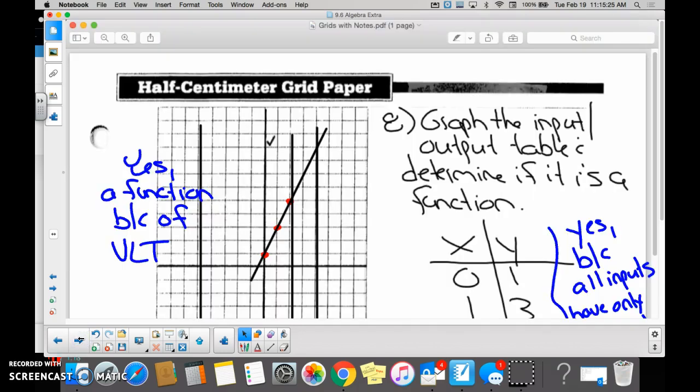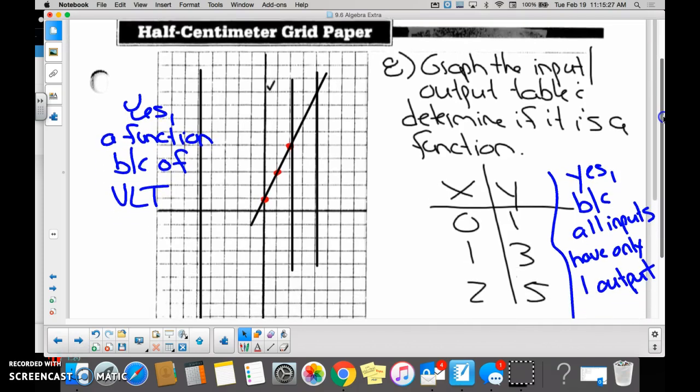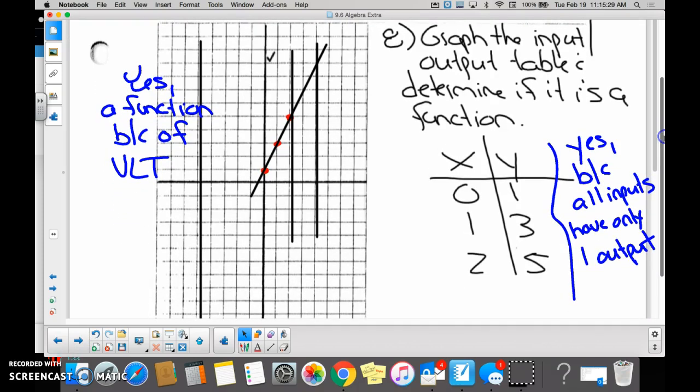So the next section says go look at our graph. The directions: graph the input-output table and determine if it is a function. I gave you the input-output table. You graphed it. Is it a function? Yes. Everywhere I draw a vertical line, how many times does it cross the graph? Once. How many outputs does 0 have? How many outputs does 1 have? One. How many outputs does 2 have? One. So as far as we can tell, it's a function, right?